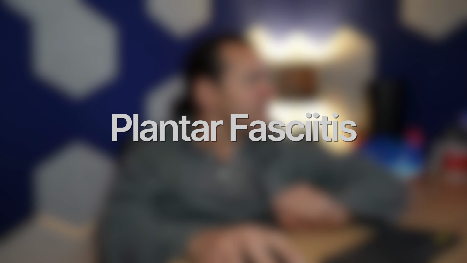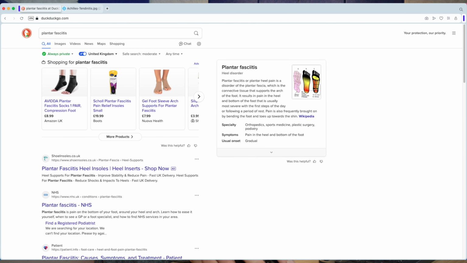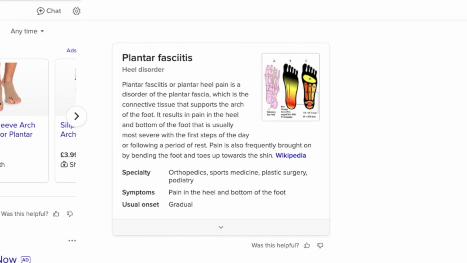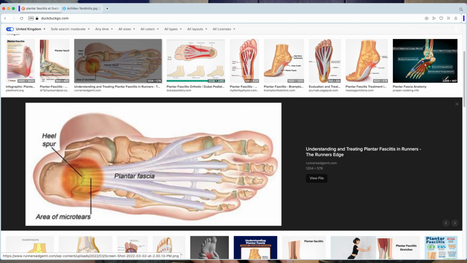Now let's look at a couple of the other issues that I've had in the past. So plantar fasciitis is heel pain. It's connective tissue that supports the arch of the foot. It results in pain in the heel and the bottom of the foot and is usually the most severe with the first steps of the day. So again, it's very similar to Achilles tendon. I've only had this a few times, but it is, bang on, exactly that. Really, really painful right at the heel just there.